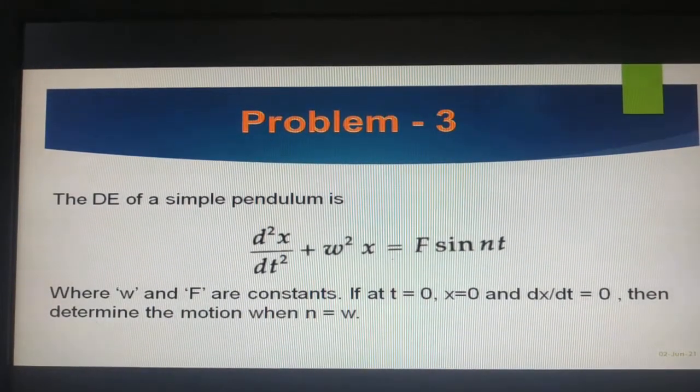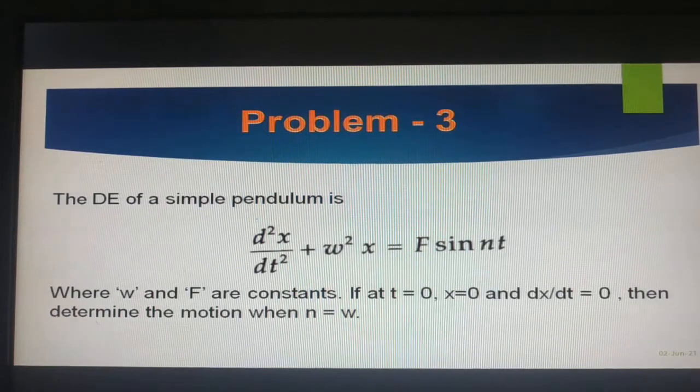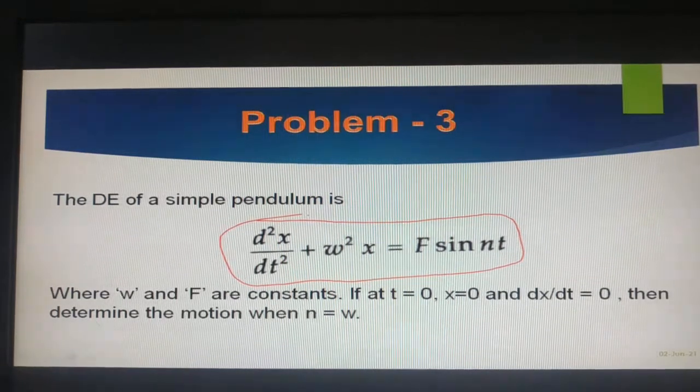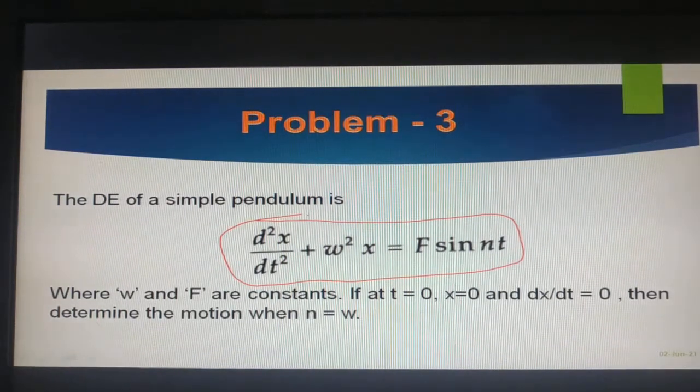So let's see one more problem. It's a simple pendulum problem. So that is going to give this type of differential equation. As I told you, we are not concentrating on how the differential equation is formed. That is the reason they will provide the differential equation to you. So you have to concentrate on how to solve this.